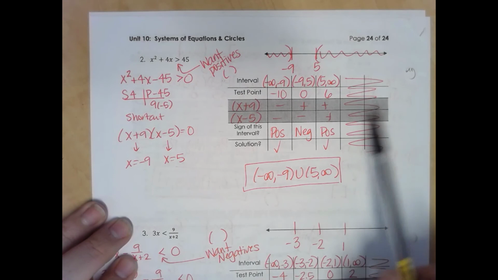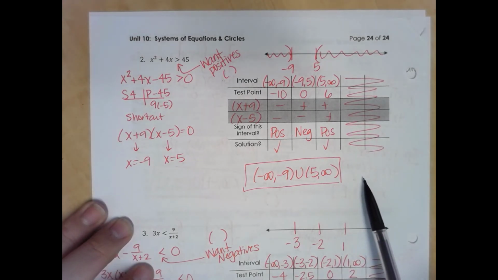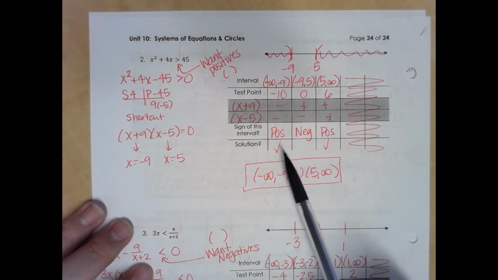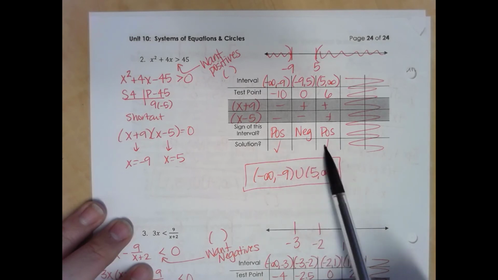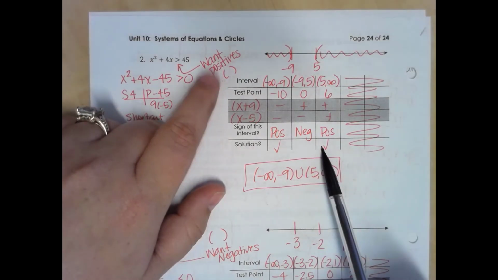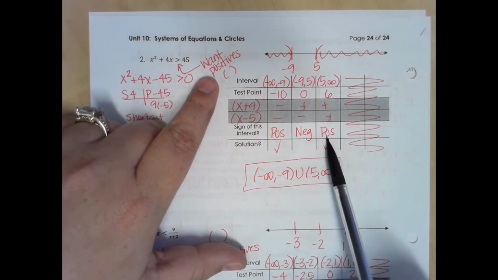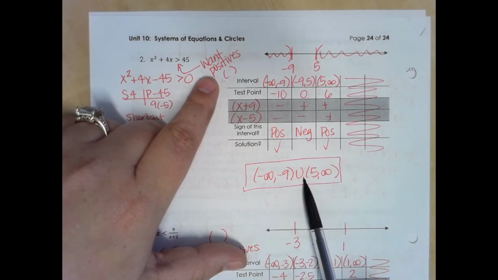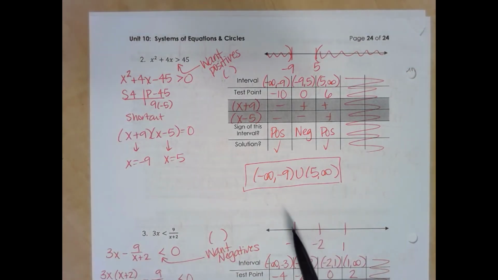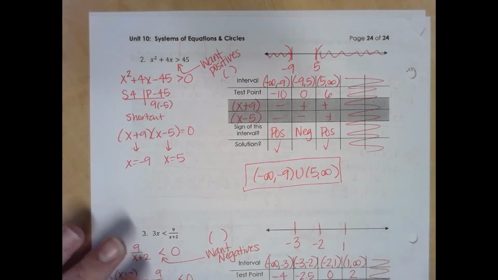Okay, we had a few extra columns, so we're just going to squiggle that out. And when we test our test points, our first and our last intervals should be positive, which is what we're looking for. So we state those 2 intervals with parentheses. Again, go ahead and pause it if you need more time on that. If not, we're going to go on to number 3.